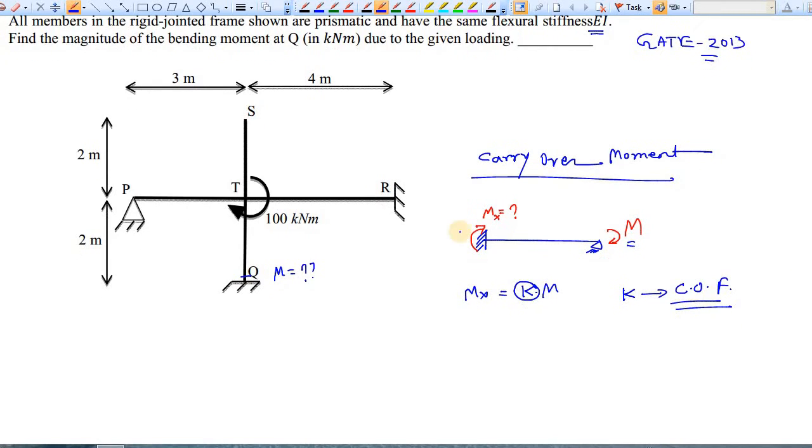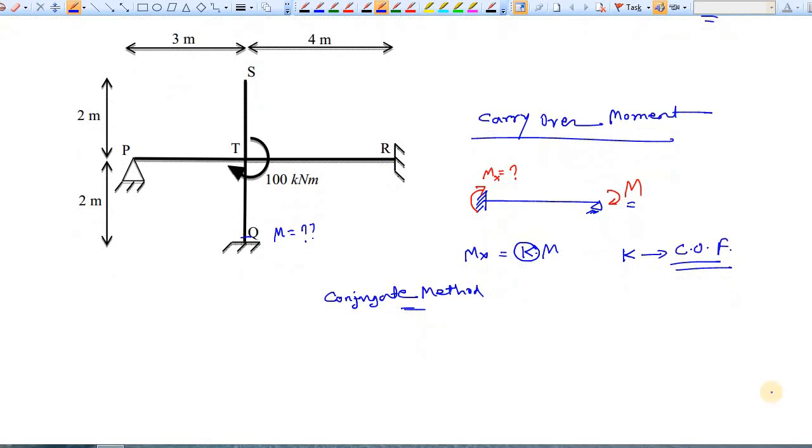To find this moment at the fixed end, we will use the conjugate beam method. And what is the conjugate beam method? By this method we can find slope and deflection using shear force and bending moment. How? I will discuss that in this problem.